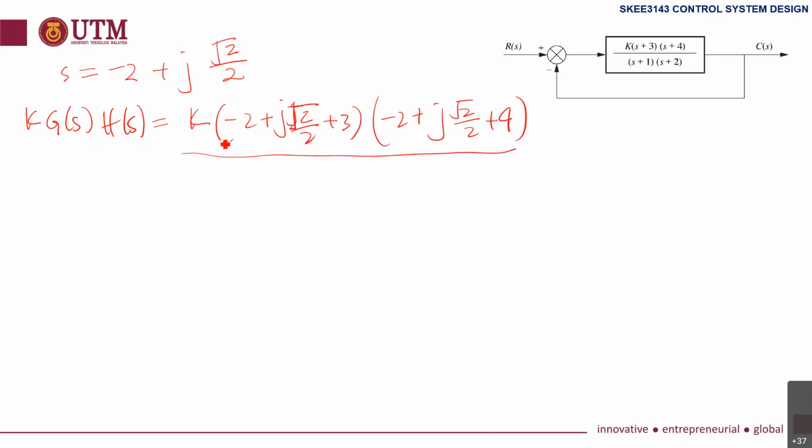minus 2 plus j root 2 over 2 plus 1, plus 2.